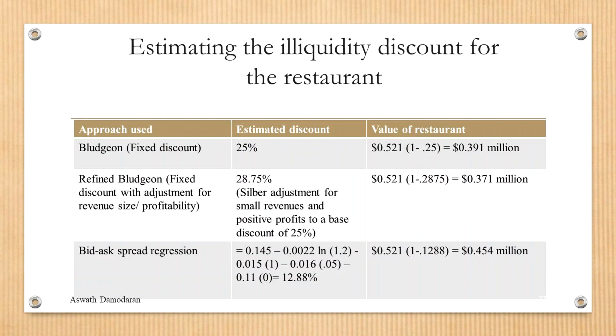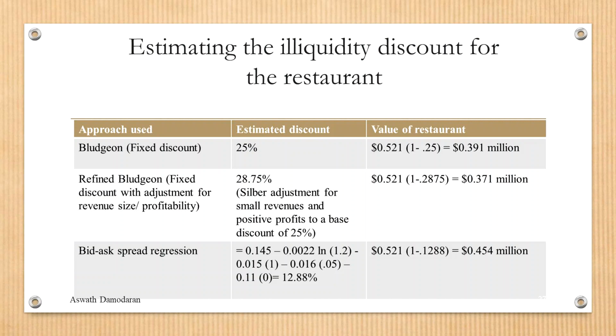So once again, here are more examples of illiquidity discount based on different studies and different approaches. Previously, we thought the number would be 35%, but the most recent research shows that the estimated discount would be something between 20 to 30%, right? The Bludigan study shows an estimated discount of about 25%. And the refined Bludigan approach shows that the illiquidity discount is about 28.75%.